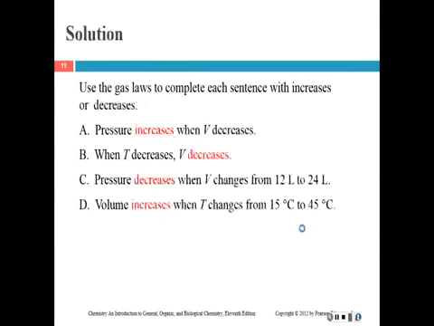Right, so here are the answers. The pressure increases when the volume decreases. When the temperature decreases, the volume decreases. So the first one, that's Boyle's law. That's an inverse relationship. The second one, that's Charles' law. That's a direct relationship. And let us see, the pressure decreases when the volume changes from 12 liters to 24 liters. Again, that's Boyle's law. So the pressure goes down when the volume goes up. And then for D, the volume increases when the temperature increases. Okay, not too bad.